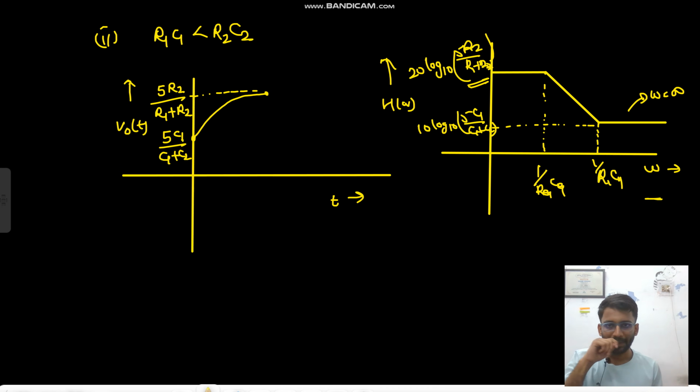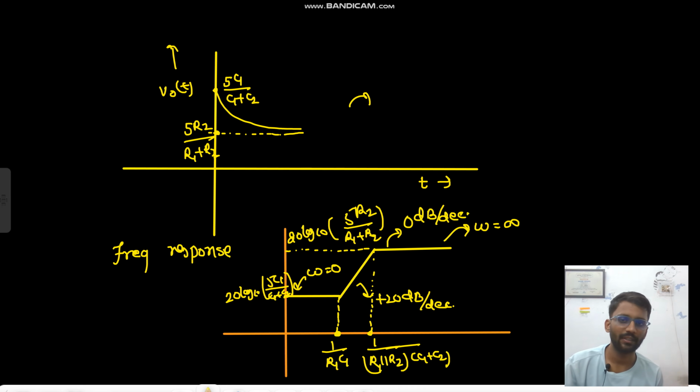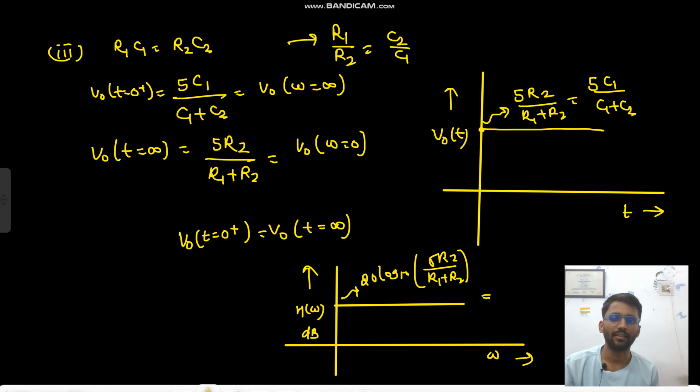Now in this condition, what is the order of circuit? First order, right? This is simply first order circuit, right? This also is first order circuit because it had one pole, right? What will be the order of this circuit in this condition? What will be the order? Zero order circuit.